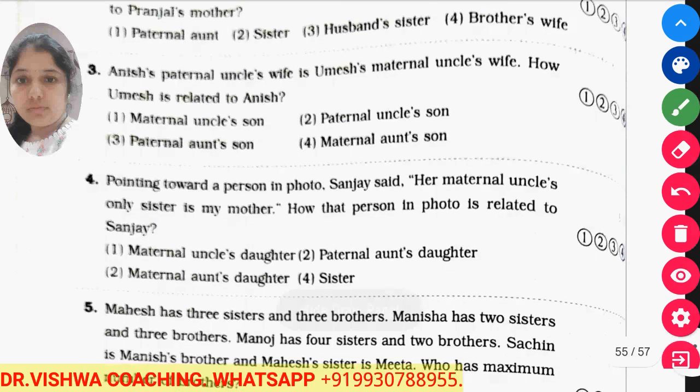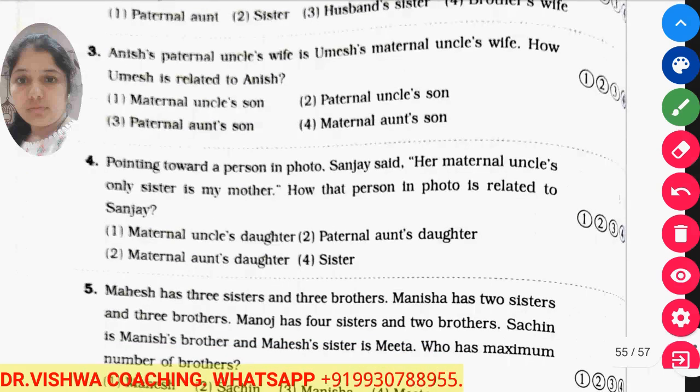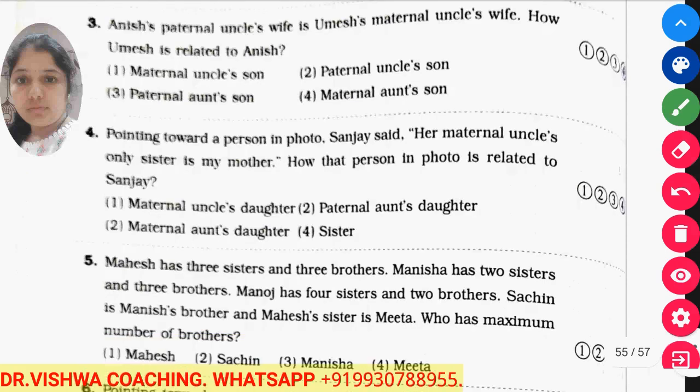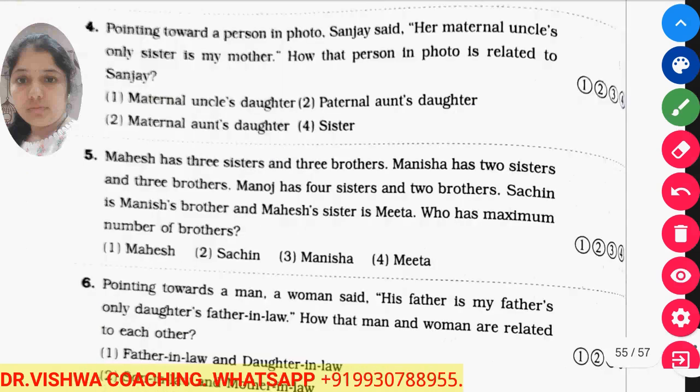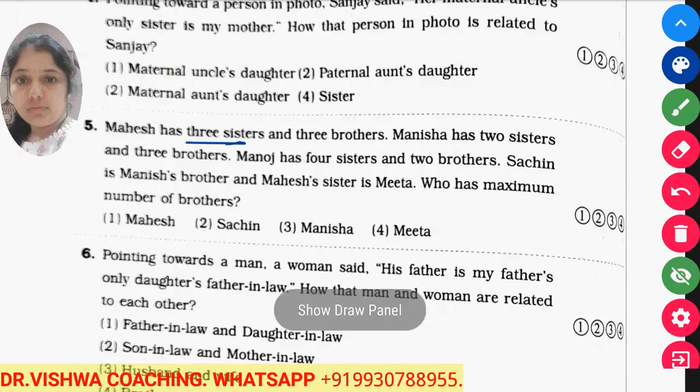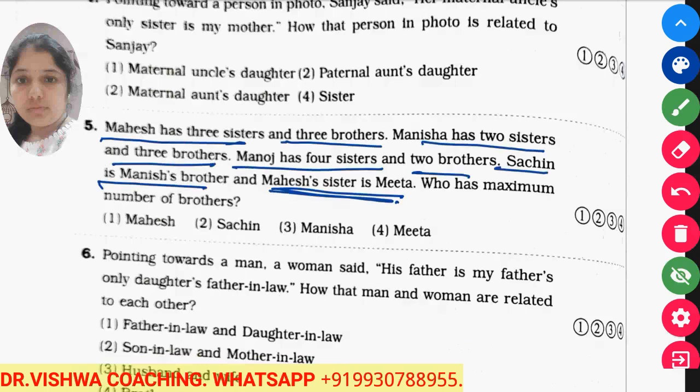Now see, Mahesh has 3 sisters and 3 brothers. Manisha has 2 sisters and 3 brothers. Manoj has 4 sisters and 2 brothers. Sachin is Manisha's brother, and Mahesh's sister is Mita. Now see, who has the maximum number of brothers?